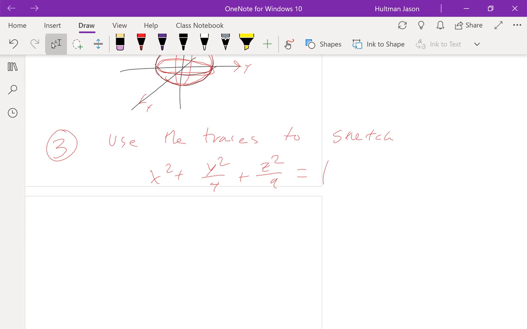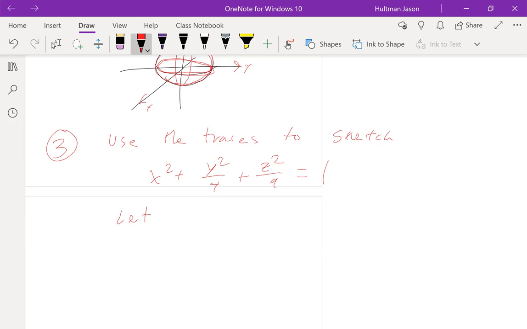Why is it a quadric surface? Because it involves x, y, and z, and the highest power is the second power. Now, they don't all have to have a second power. They could have a first power, but the second power is the highest power here. And so what am I going to do? I'm going to use my traces. Now, how do I use the traces?